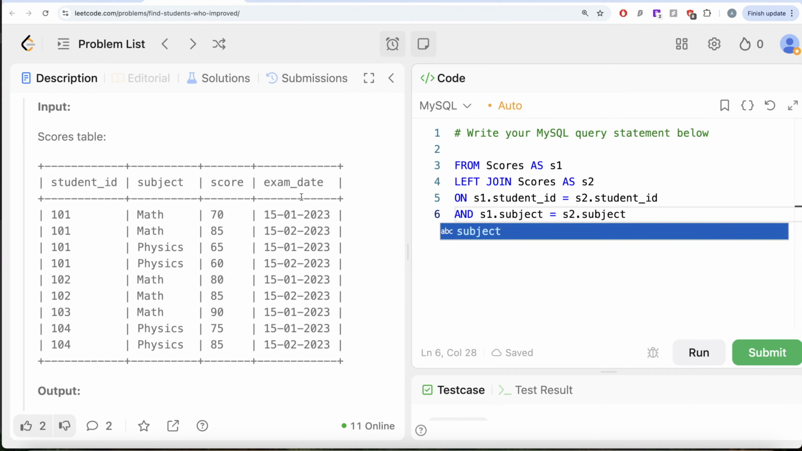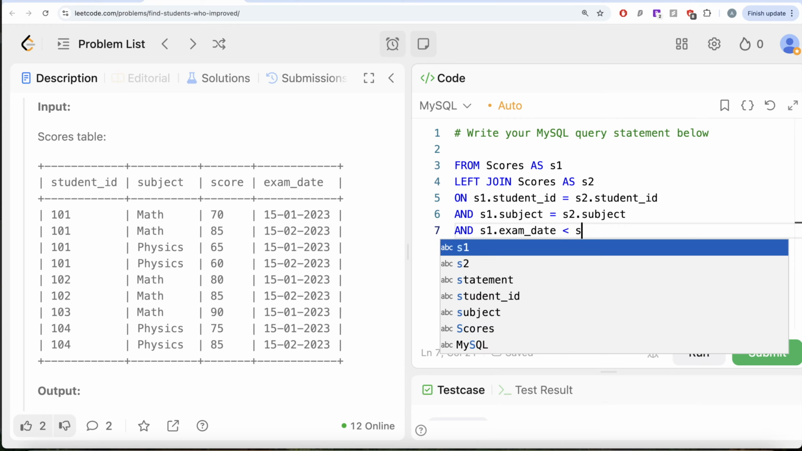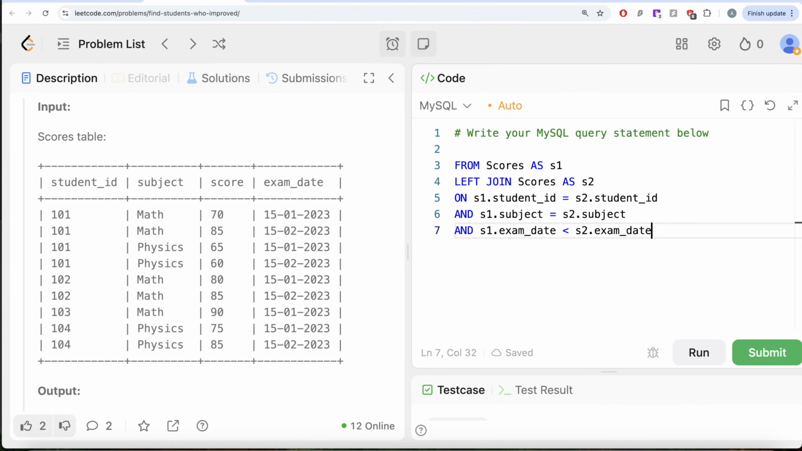should be different. So what we can do is we can say that exam date from the S1 table, or scores first table, should be less than, or you can do greater than as well. I am going ahead and doing this with less than. S1 dot exam date is less than S2 dot exam date.